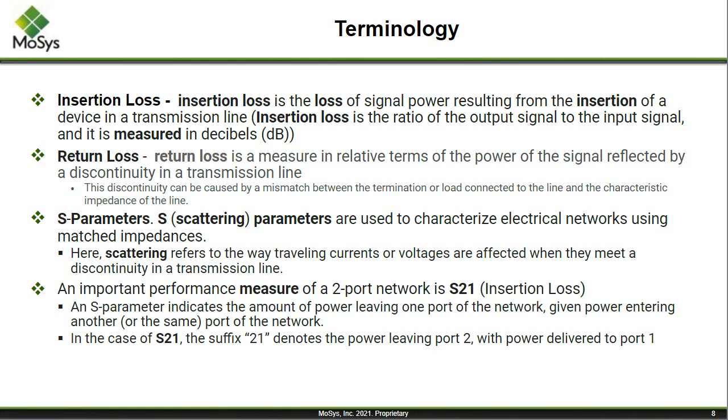And one of the more common S parameters you might hear of is the S21, which again is insertion loss. So if you hear that term, it's the signal received at the second port from an insertion of the signal at the first port. So if you're thinking about a transmitter to a receiver, it's what the receiver gets from the input from the transmitter.